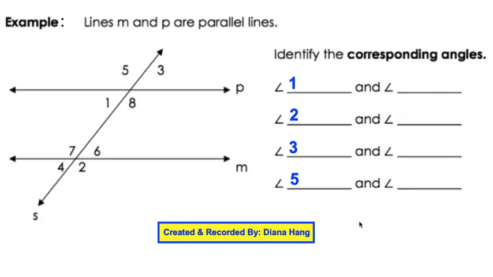Can you look at this diagram and carefully identify the corresponding angles to the 4 that I've provided? Let's check your answers. Angle 1 is corresponding to angle 4. Angle 2 is corresponding to 8. Angle 3 is corresponding to angle 6. And last but not least, angle 5 is corresponding to angle 7.